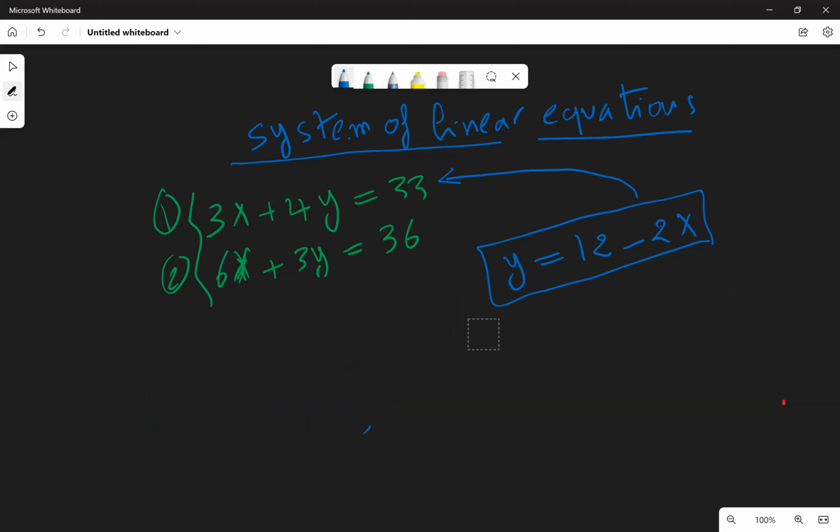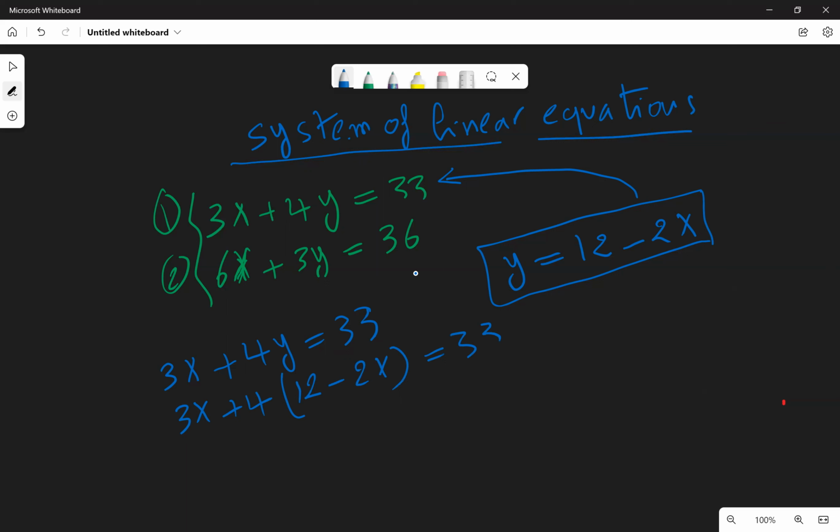Okay, so, and remember here I'm working on the first equation, so I'm gonna go ahead and substitute for y. Okay, so I get 3x plus 4y. So let me write the equation first. 3x plus 4y equals 33. Right, so I get 3x plus 4 times, what's y? y is 12 minus 2x. And that equals 33.